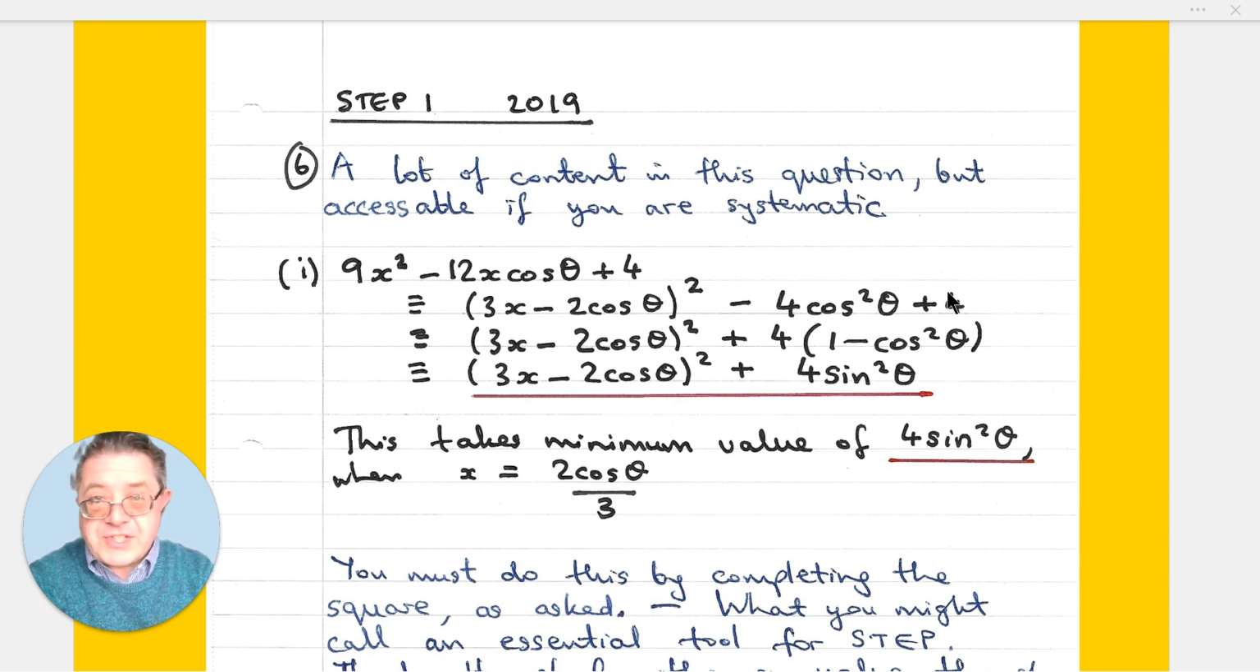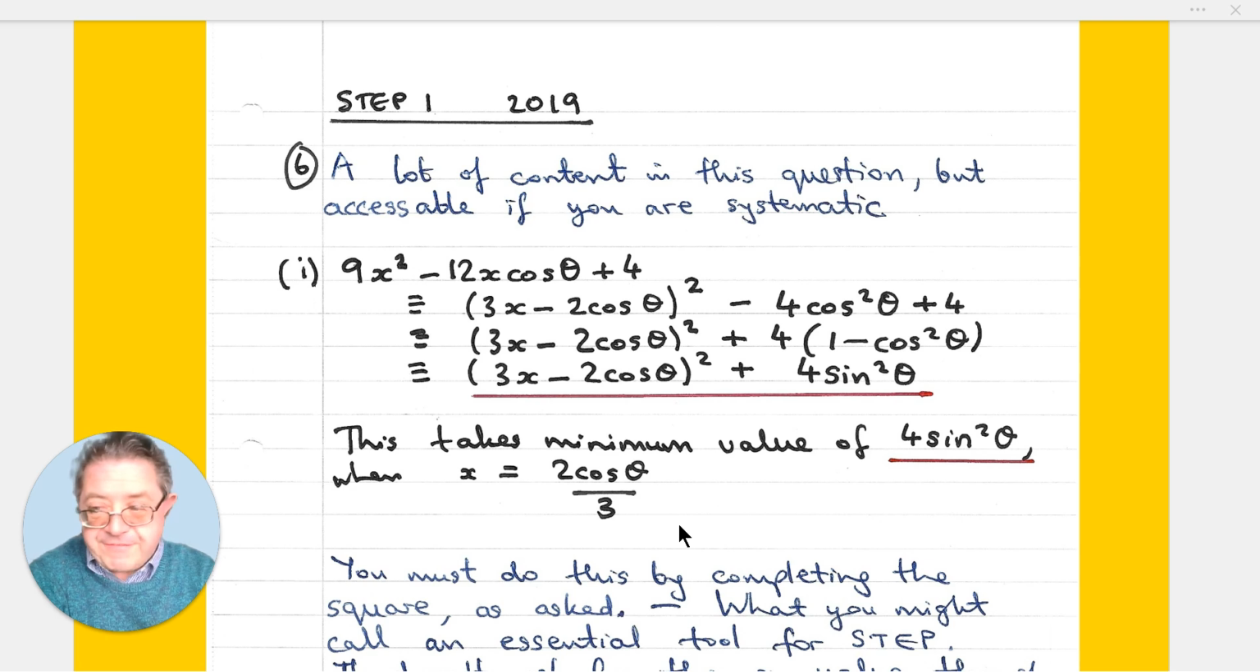The challenge here is to use the standard technique of completing the square in a slightly difficult situation where there's a cos theta. We have minus 4 cos squared theta add 4, and hopefully we recognise the 1 take cos squared theta and replace that by sine squared theta. So this will take a minimum value when the squared bit is 0. The minimum value is 4 sine squared theta, and that will take place when 3x equals 2 cos theta, x equals 2 cos theta over 3.